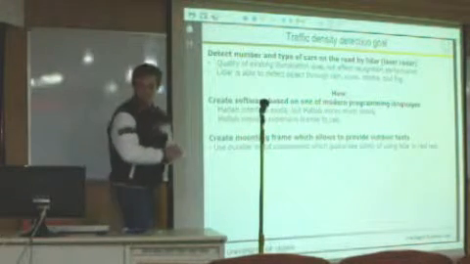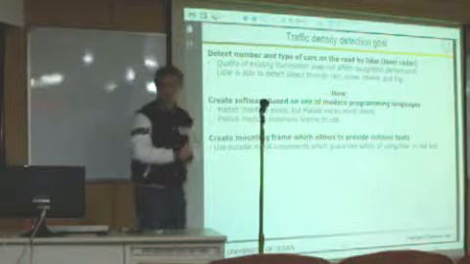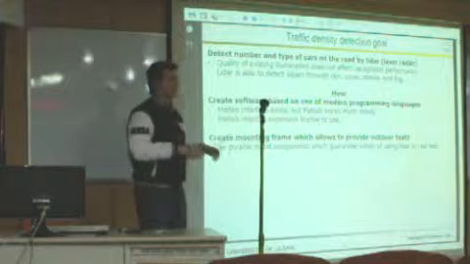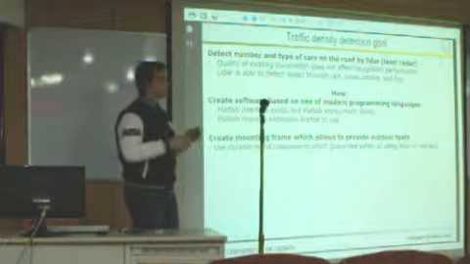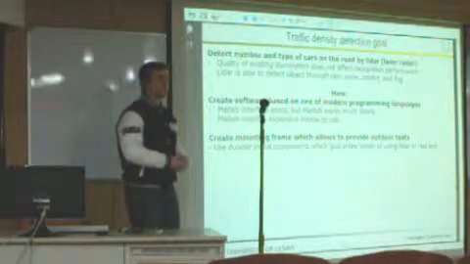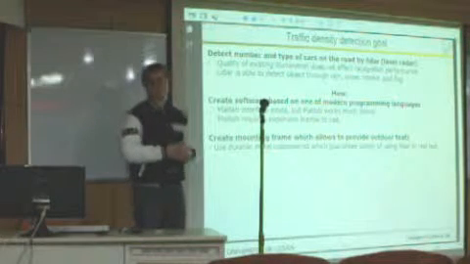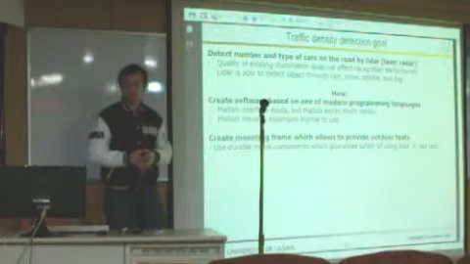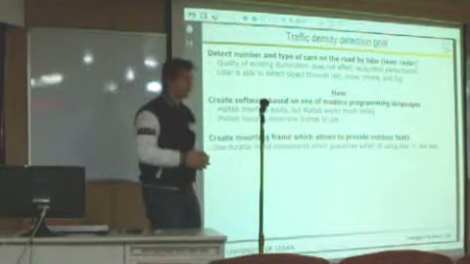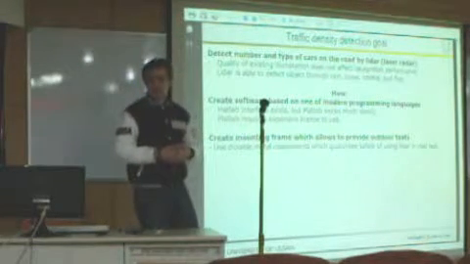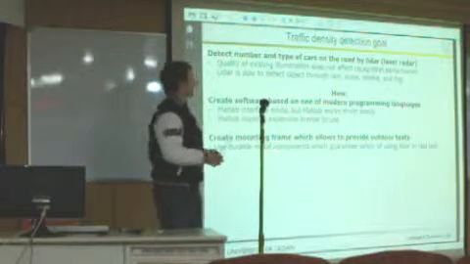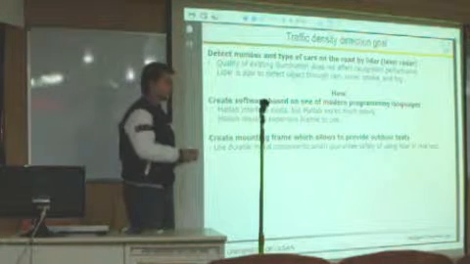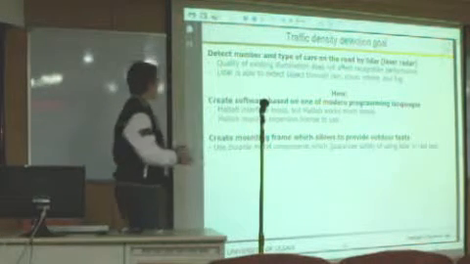Next research is traffic density detection. So the goal of this research is to detect the type of cars and then the number of cars on the roads using laser radar. It's called LiDAR. Quality of existing illumination doesn't affect recognition performance for LiDAR, and LiDAR is able to detect objects through rain, snow, smoke, and fog, which a camera cannot do.